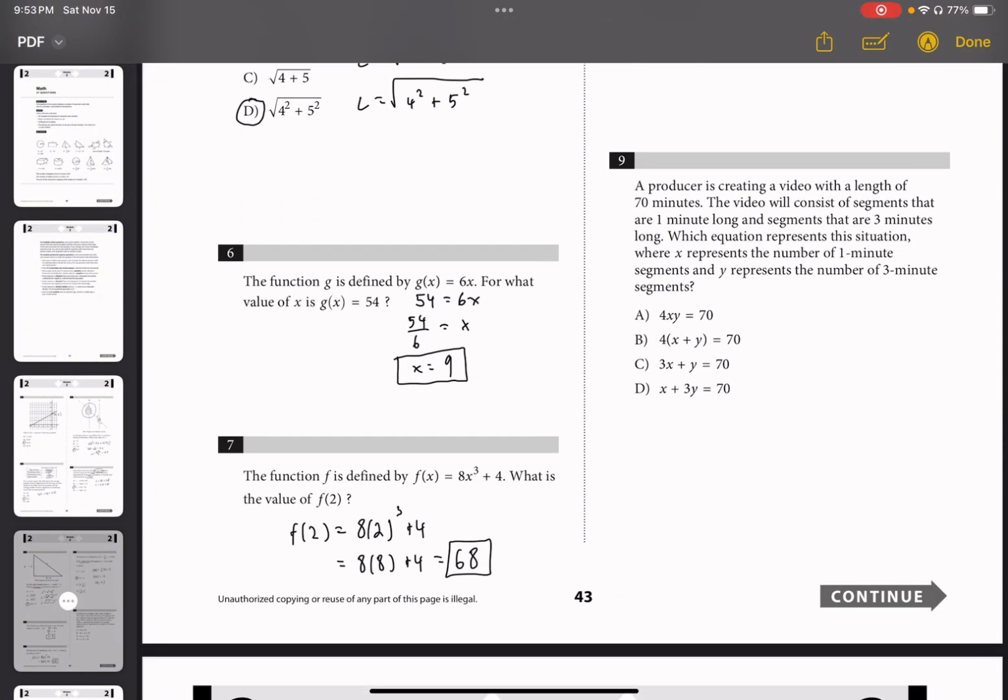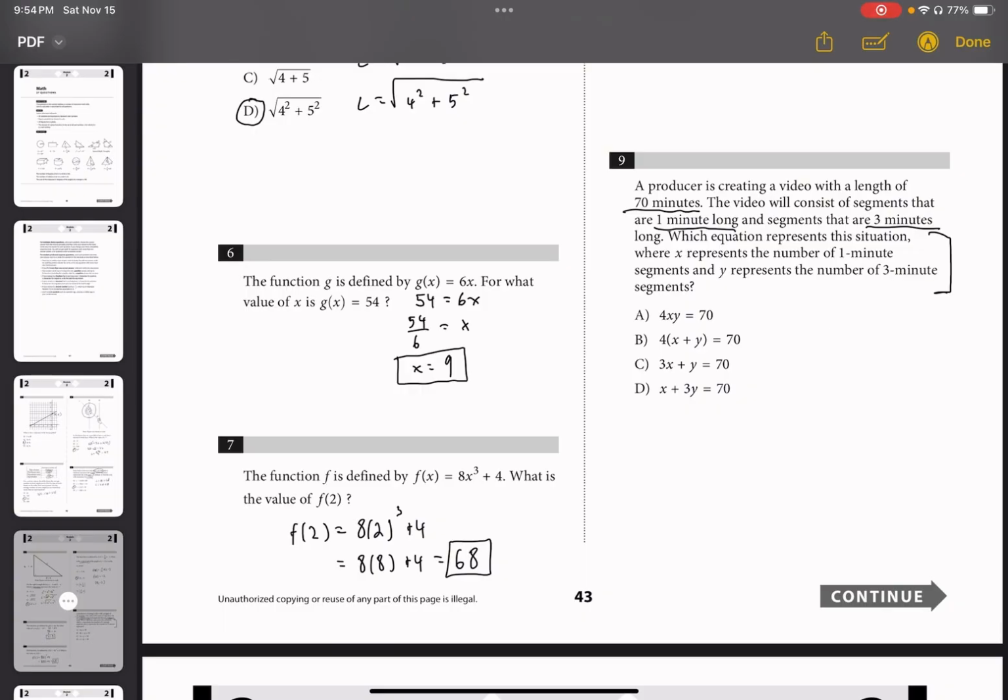Question 9. A producer is creating a video with a length of 70 minutes. The video will consist of segments that are 1 minute long and segments that are 3 minutes long. Which equation represents this situation where x represents the number of 1 minute segments and y represents the number of 3 minute segments? So pay attention to this part specifically because it could trip you up. X is representing the number of 1 minute segments and y is representing the number of 3 minute segments, not the minutes themselves. So before even looking at our answer choices, we want to construct the equation on our own.